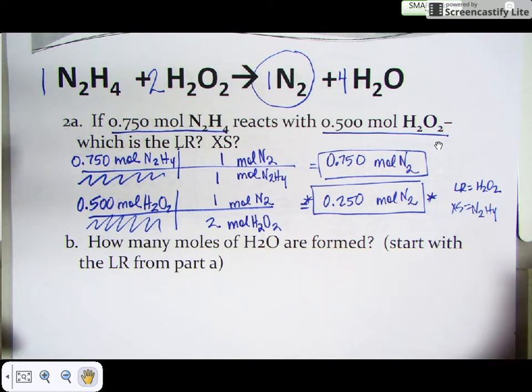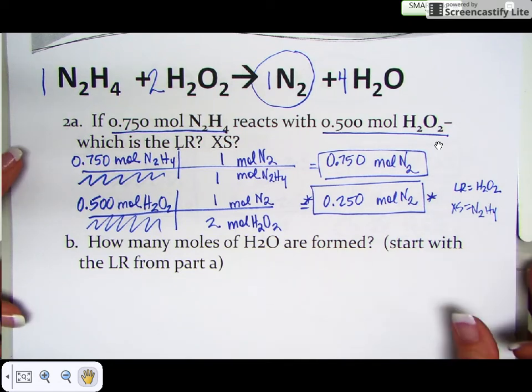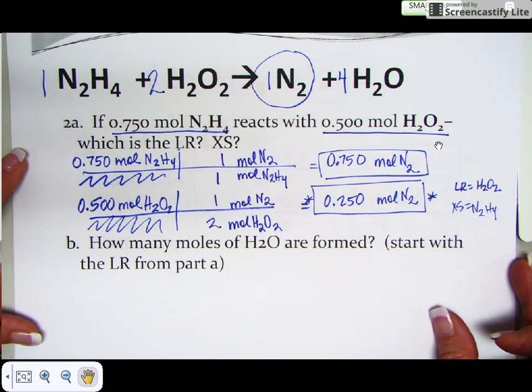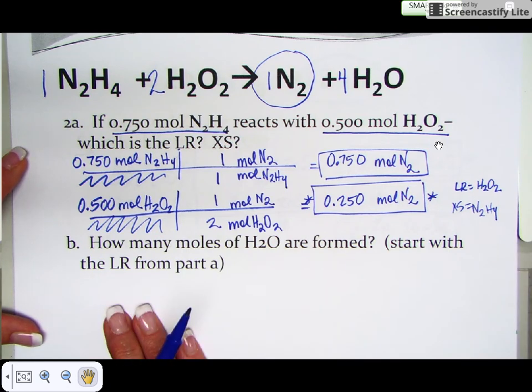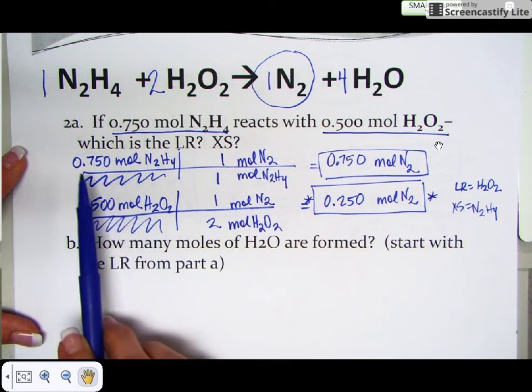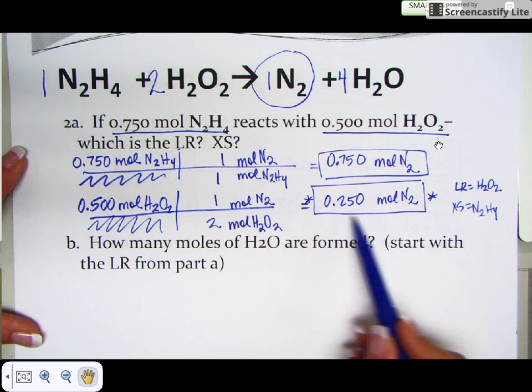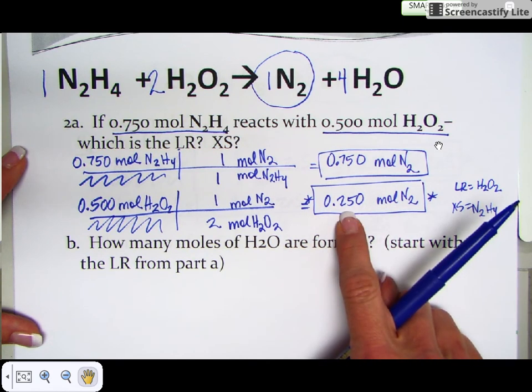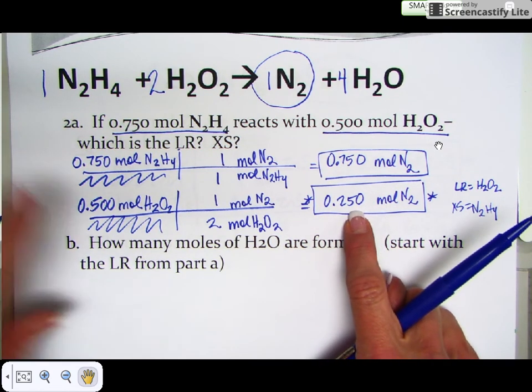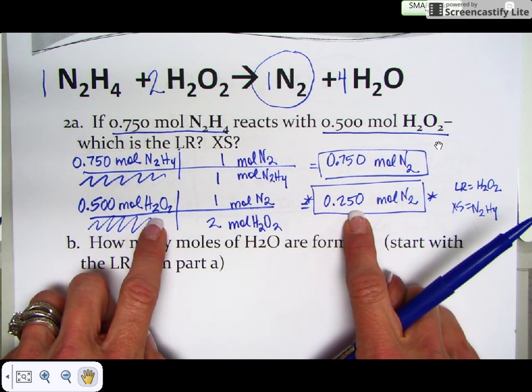So yesterday's lesson, we learned how to find the limiting reactant. And today we're going to talk about how to use the limiting reactant to determine how much of a product would form. So in the example from the notes yesterday, we did 2A. And we determined that the least amount that was produced was the 0.250 moles of nitrogen. So that meant that the H2O2 was the limiting reactant.